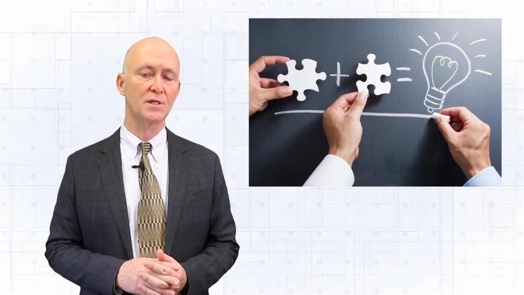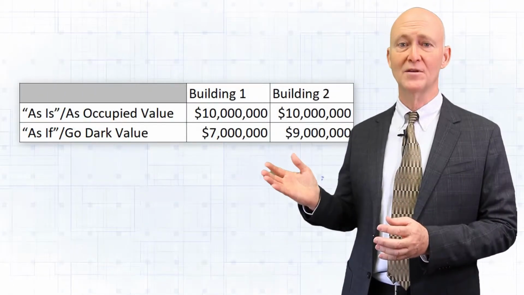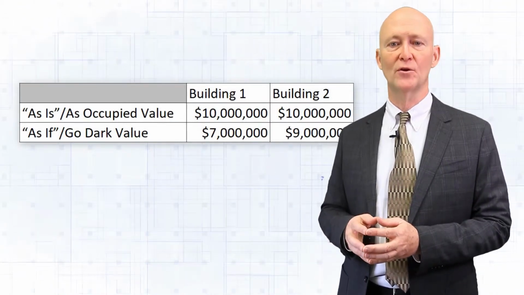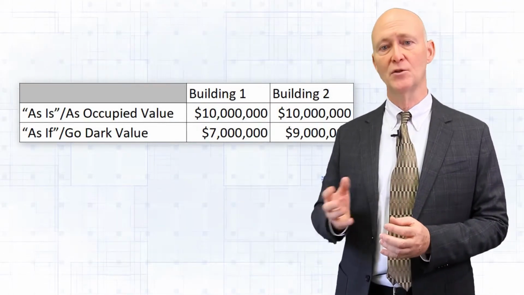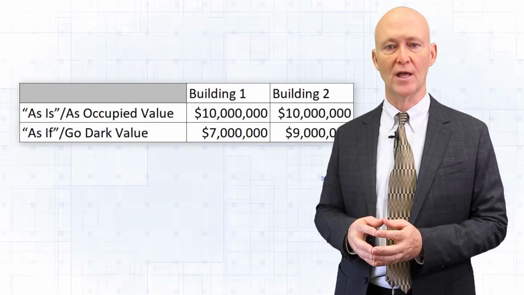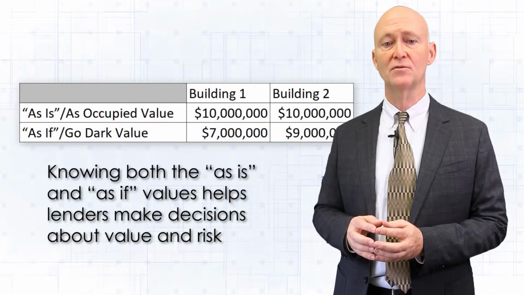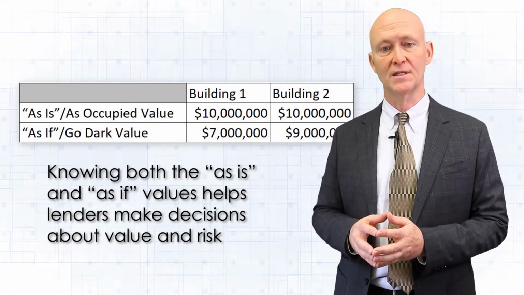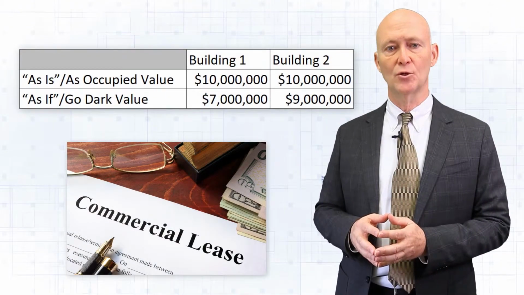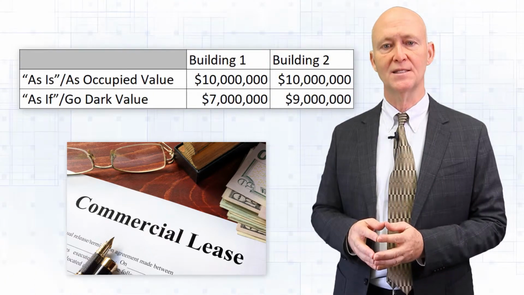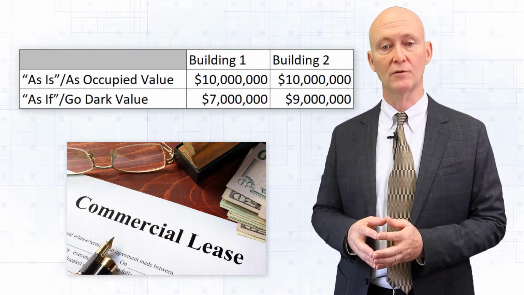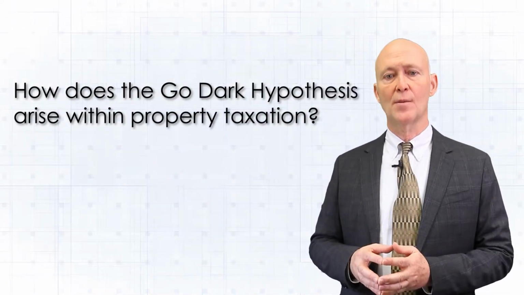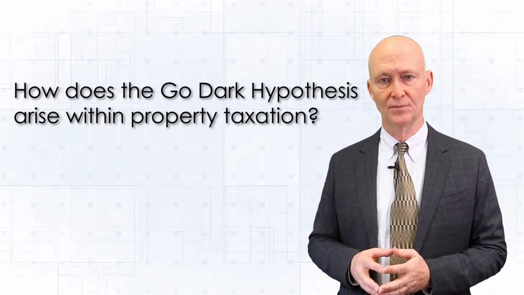Imagine the following circumstances. Obviously, Building 1 presents greater investment risk than Building 2, even though both have the same as-is market value. Knowing both of these types of values helps lenders make decisions regarding the value and the risk entailed. In this case, the lender will benefit from understanding that the leases in Building 1 are likely above market rates. So how does the Godard hypothesis arise within property taxation?